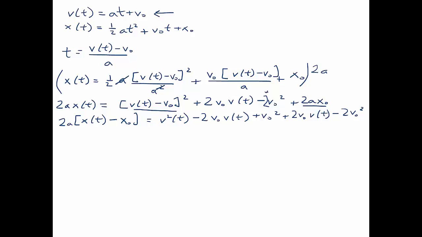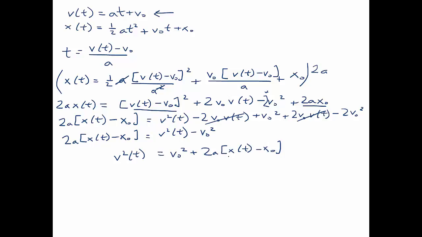Okay, so what do we get? Well, this minus 2v naught v cancels the 2v naught v. V naught squared minus 2v naught squared is minus v naught squared. Alright, now this is looking more like our familiar equation, where x of t minus x naught is delta x. Here's our usual equation, where v final is v as a function of t.